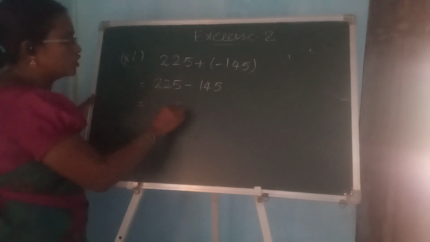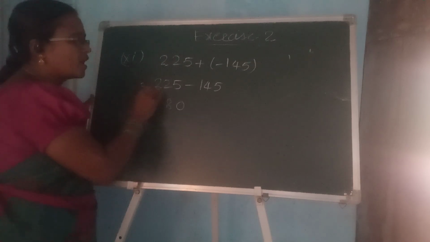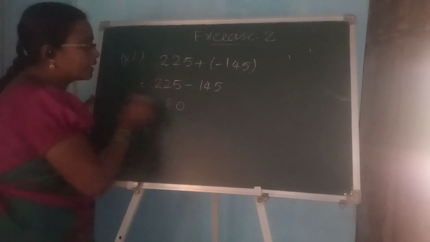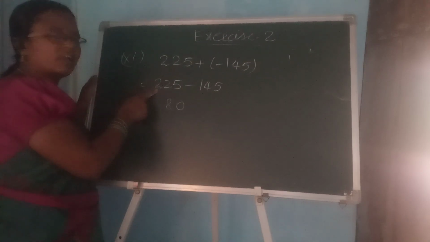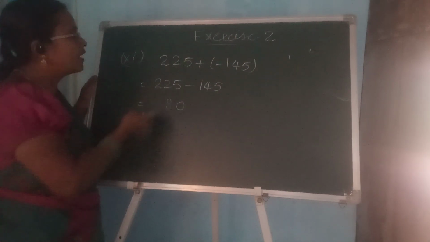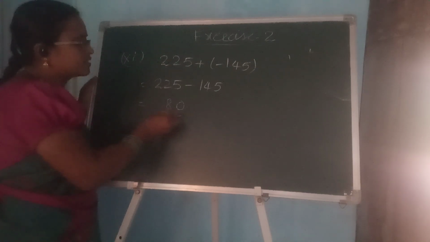5 minus 5 is 0. 2 minus 4, nothing but 12 minus 4 is 8. It becomes 1. 1 minus 1 is 0, and we get 80 as the answer. Among 225 and 145, 225 is the bigger one and 145 is the smaller one. And 225, being bigger, is a positive value, so the answer 80 is the positive value itself.